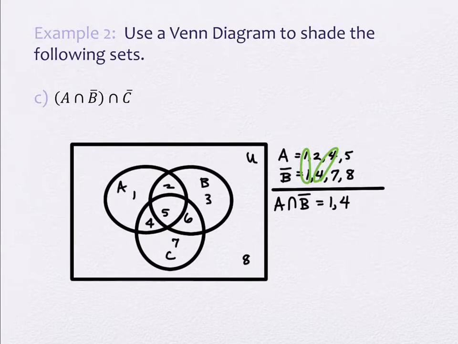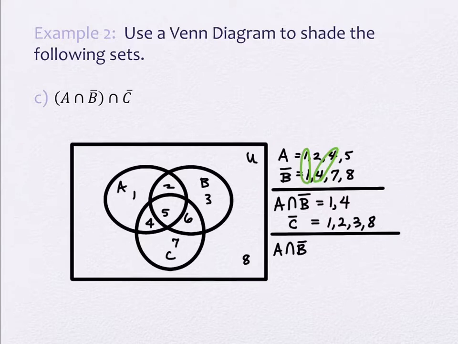What's the third set that I'm comparing these to? C complement. And what numbers are not in C? Nice. What set operation am I going to use to compare these guys? It's another intersection. So what do these have in common? 1. So the shading for this one's really easy, right? Yeah, just circle 1.